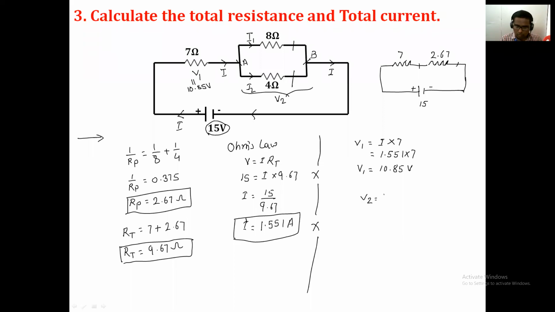15 minus V1. So it should be total voltage minus V1, which is equal to 15 minus 10.85. So V2 becomes 4.15. Yes. It means that V1 plus V2 must be equal to V according to the series circuit. Is it right? But this V2, 4.15, is available across this 8 ohm resistance, and is also available across the 4 ohm.